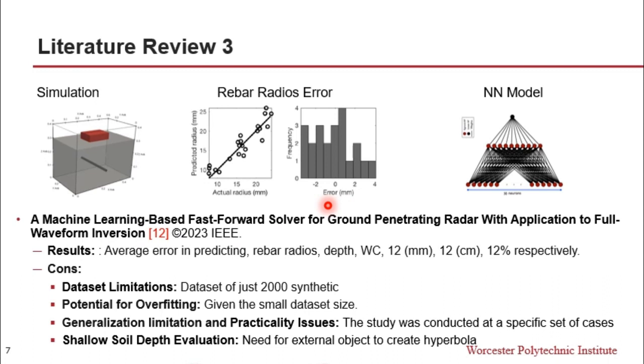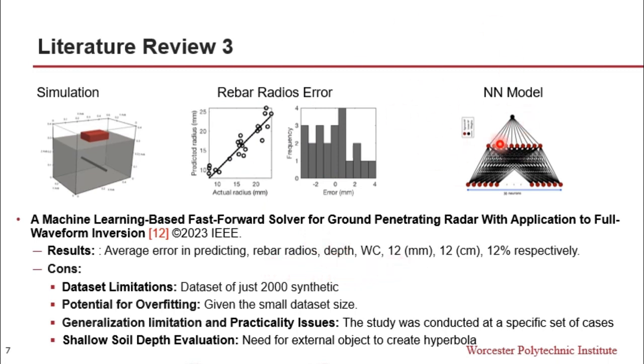You can see a version of their simulation. Still, in this paper, they also have a rebar created, and they're trying to create the same hyperbola shape over here to estimate the rebar radius. Here you can see their error in estimating the rebar radius, which is 12 millimeters.